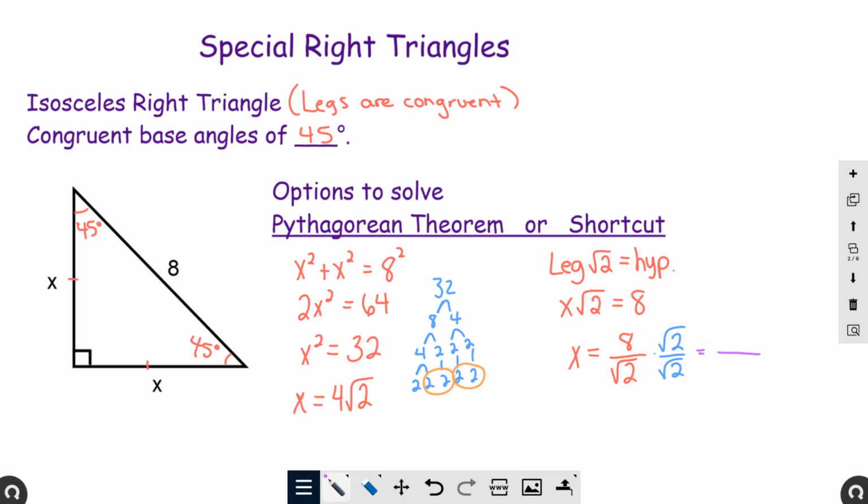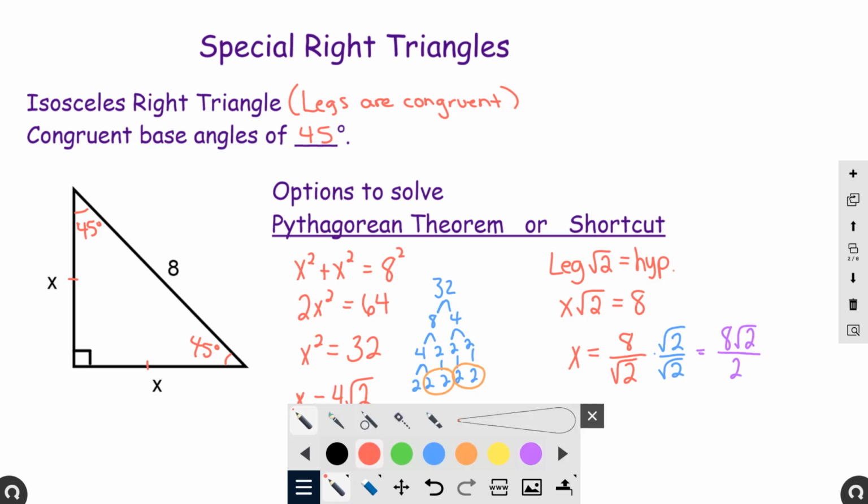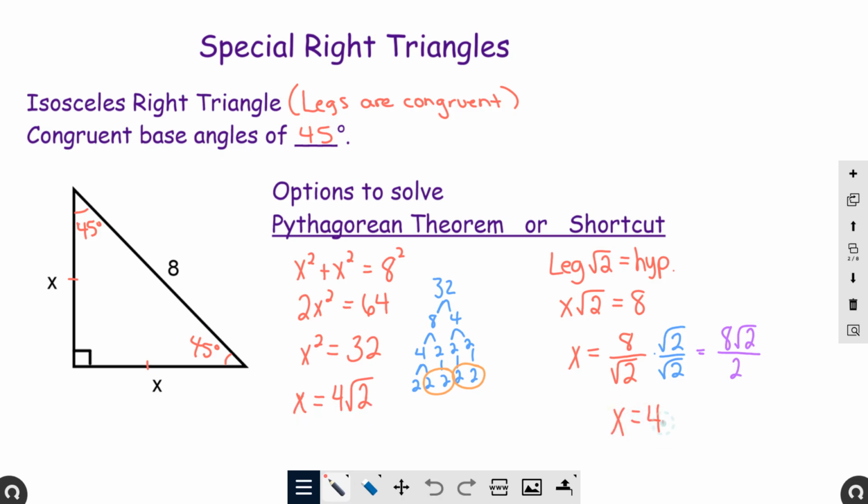Now, once you do that, remember you go straight across the top, straight across the bottom. So it's 8 square root of 2 over 2. And that can now reduce to 4 square root of 2. So you end up getting the same answer. There are a little extra steps if you have the hypotenuse and not the leg, but you could still do Pythagorean theorem if you want. But there are some shortcuts here.